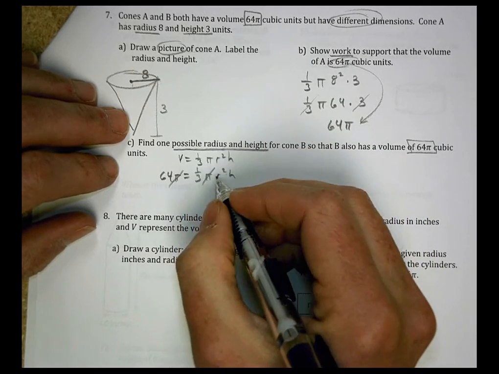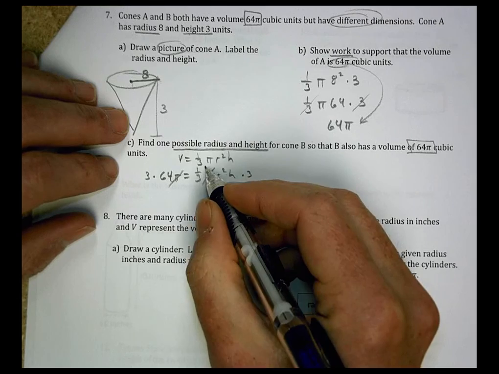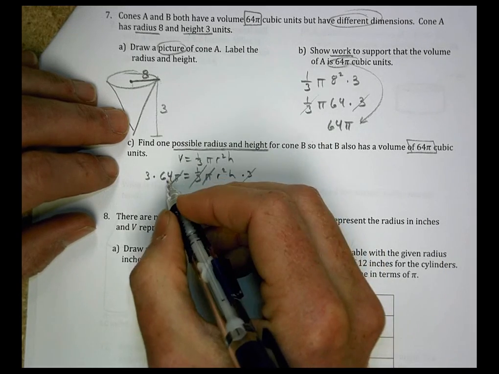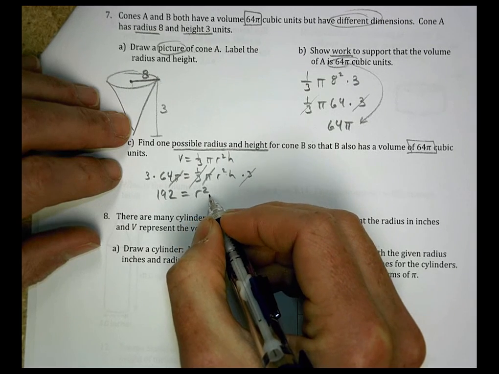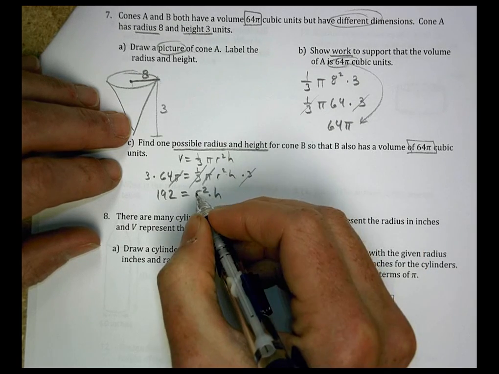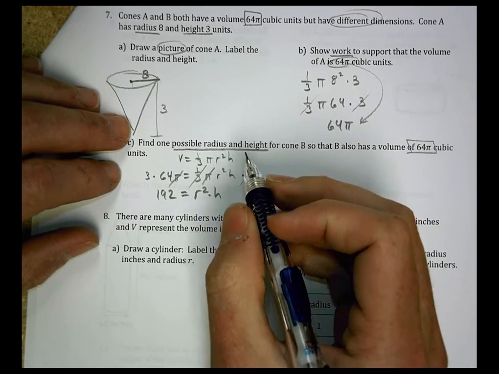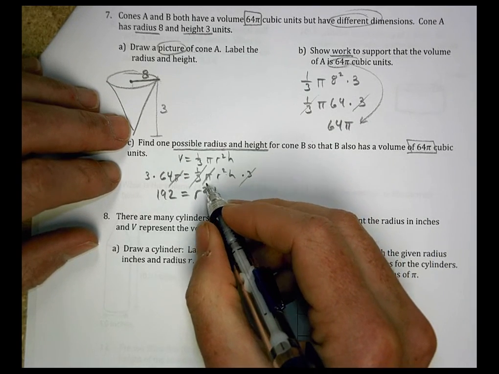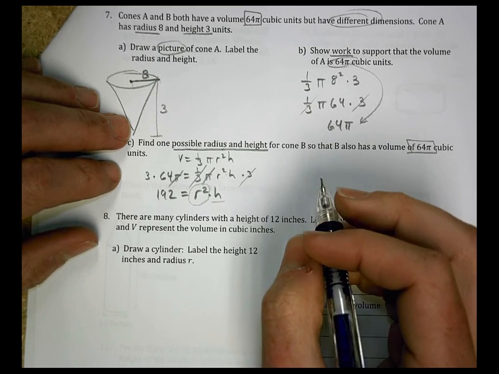Now the pi's are on both sides, so I don't have to worry about that. I could then multiply both sides by 3, so I can eliminate the third. 64 times 3 is 192 equals r squared times h. So now I'm looking for two variables. Okay, it's a little bit of a guessing game here. I need a variable that I can square and then multiply by a different variable to get 192.